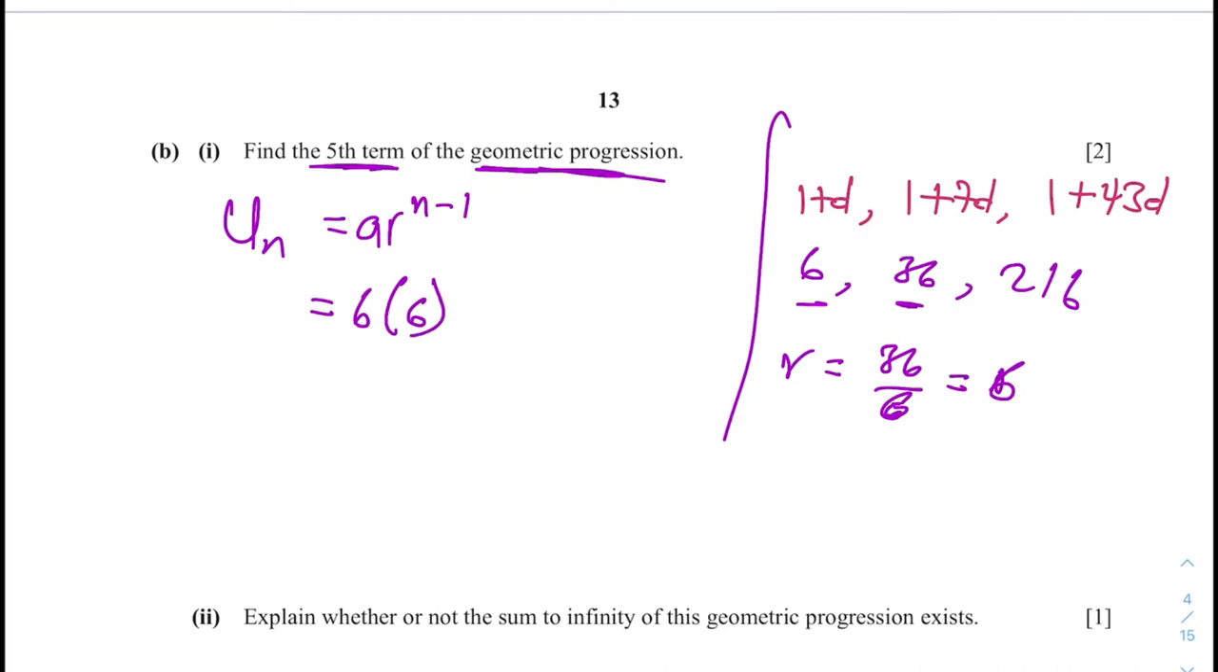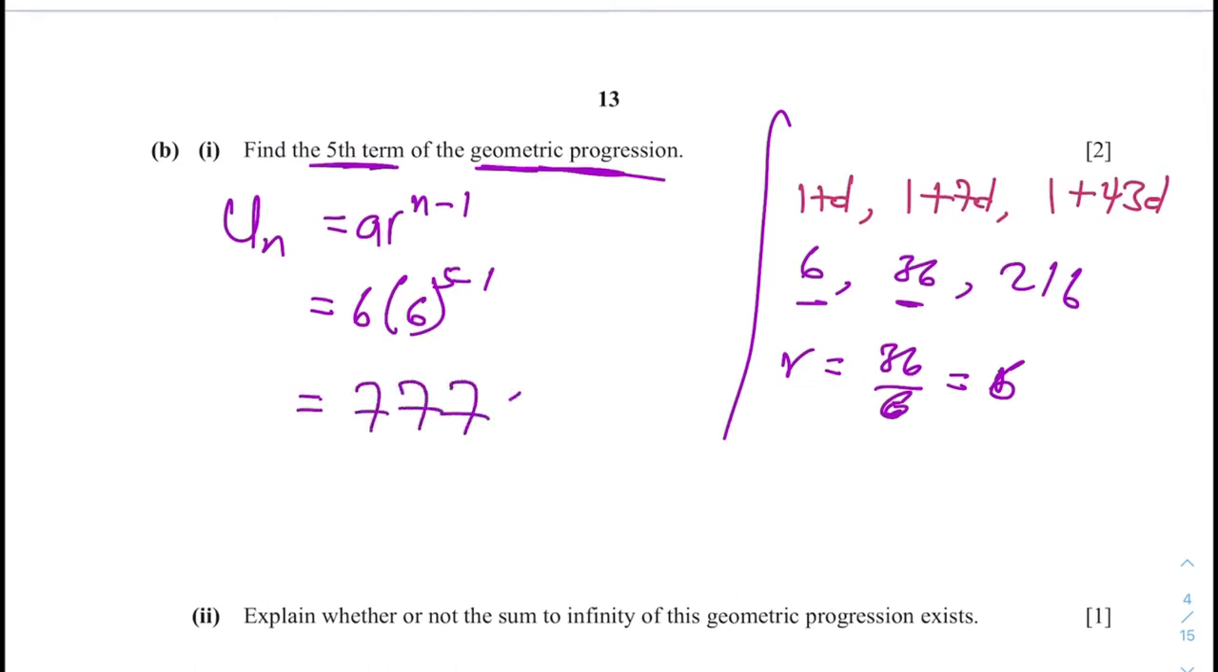So r is 6, then they say the fifth term. So that means that you have 5 minus 1, which is 4. So basically you have 6 into bracket 6 to the power 4. And that should give us 7776. All right. And then you are done.